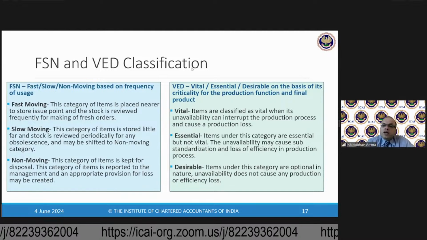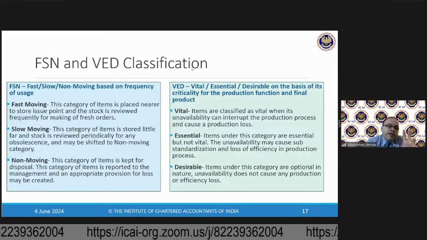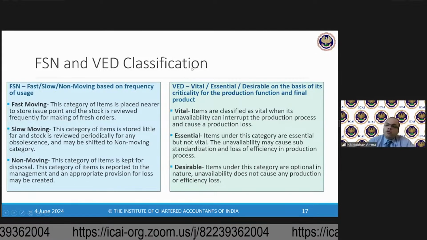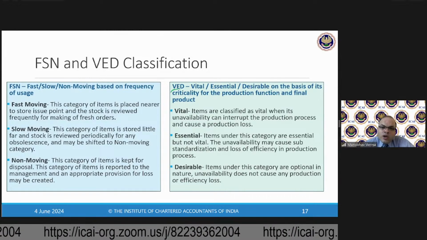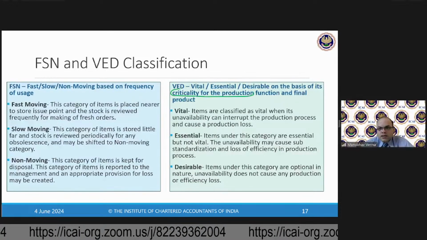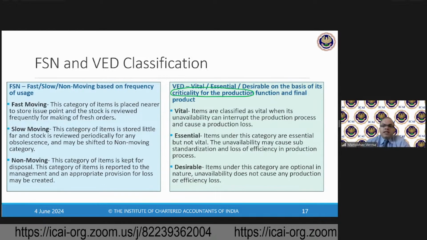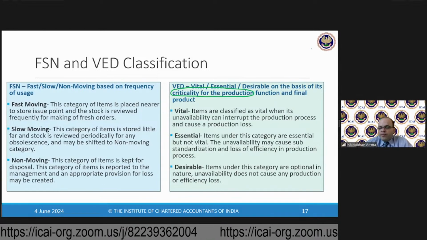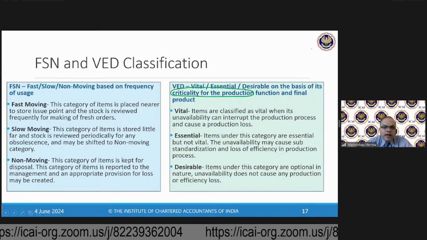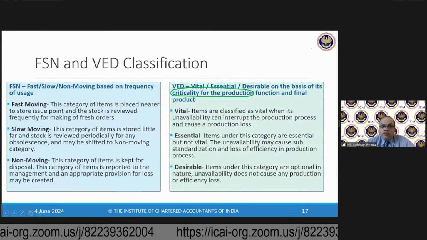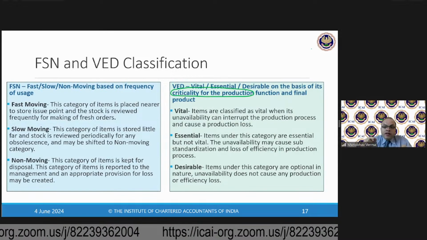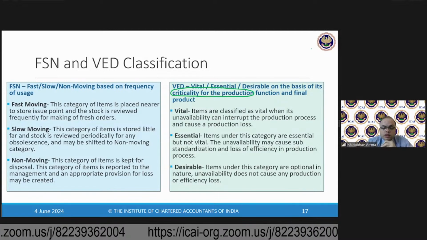Even a classification like vital, essential, or desirable becomes very important because this revolves around the criticality of the production here, guys. As the name suggests, the answer is in the name itself. We are looking at vital items, which are very vital, as any unavailability could interrupt the flow of the production.